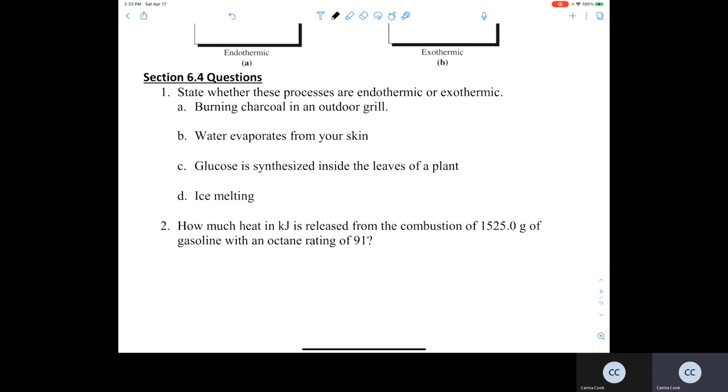And so looking at question 1, burning charcoal, that's a combustion reaction. So it is exothermic. When water evaporates from your skin, you start off with liquid water and it vaporizes and turns into a gas. And so in order for liquid water to turn to a gas, energy or heat has to be absorbed. And therefore this is endothermic.